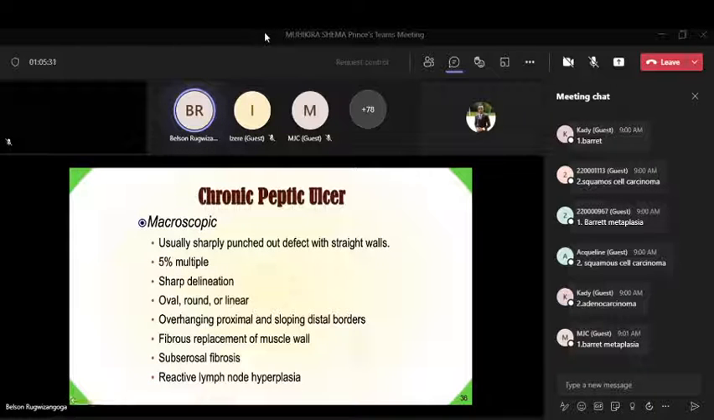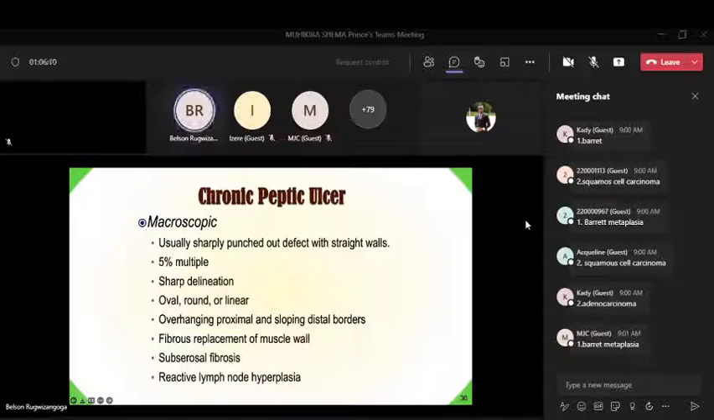So on examination, macroscopy, meaning using your eyes, usually there is a sharply punched out defect with straight walls. These descriptions are very important when you do endoscopy to distinguish a cancer ulcer from just an inflammatory ulcer. So these have sharply punched out defects and straight walls. Usually they're multiple, while cancers are usually one. They have a sharp delineation or outline. They are oval, round, or linear.